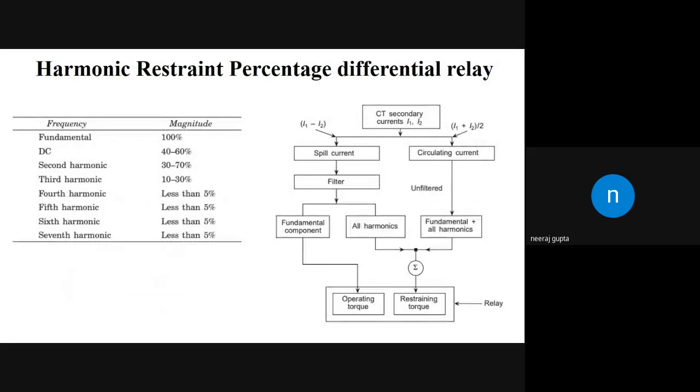For that, we have to use the harmonic restraint percentage differential relay. As we already know that harmonics are there in the system, this table shows the different types of harmonics available in the inrush current. We take the spill current and the circulating current and filter them to find out whether harmonics are present. If the circulating current has fundamental plus harmonics, the restraining torque is produced. In the spill current, if the fundamental is there, the operating torque is produced. Otherwise, if harmonics are there, it will give the restraining torque. So this is how we use the harmonic restraint percentage differential relay.